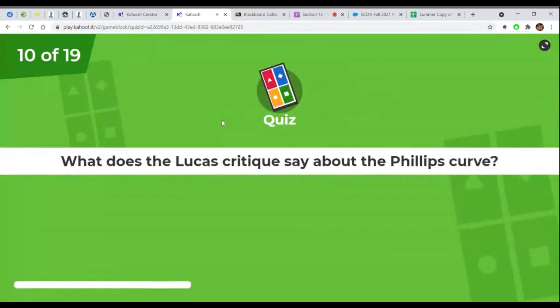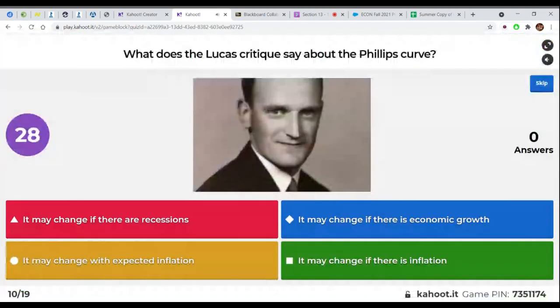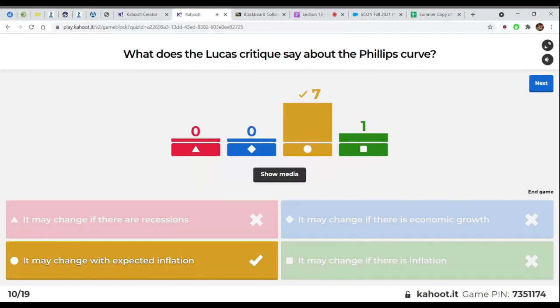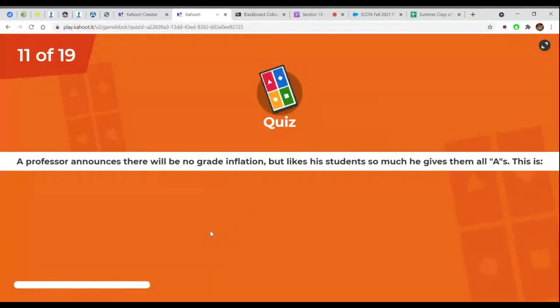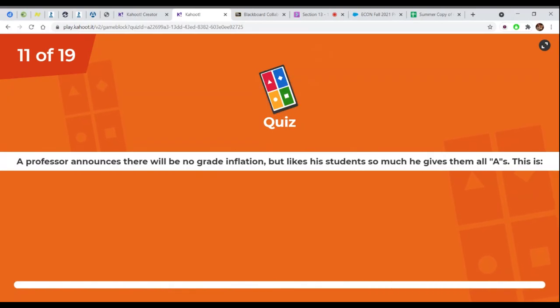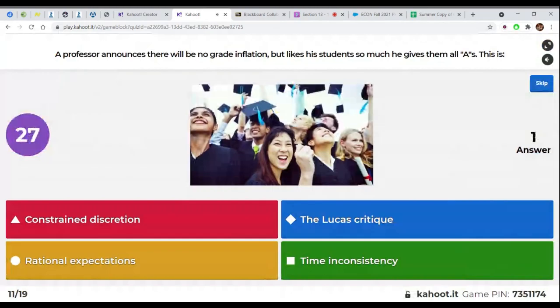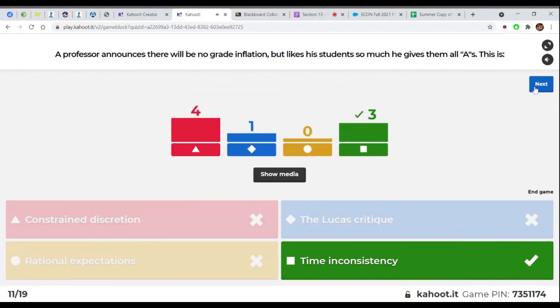All right. What does the Lucas critique say about the Phillips curve? And here's a photo of Phillips, Alban Phillips. That's right, it may change with expected inflation. Very good. 11. A professor announces there will be no great inflation, but he likes his students so much he gives them all A's. Is this constrained discretion, rational expectations, the Lucas critique, or time inconsistency? It is time inconsistency.